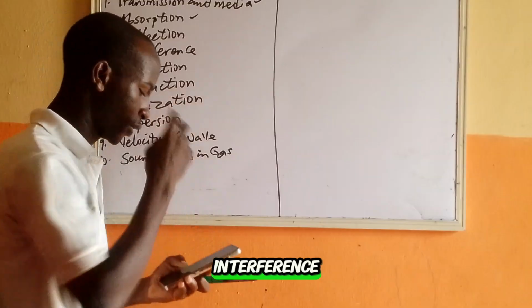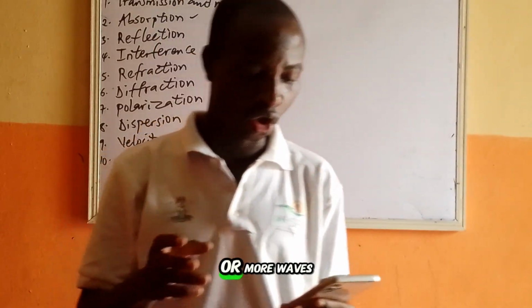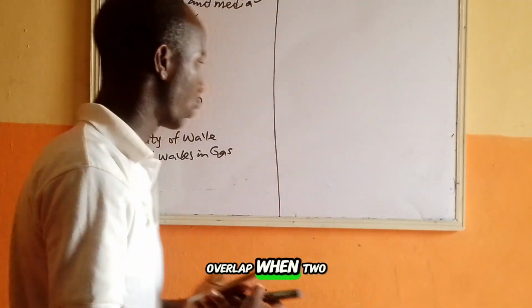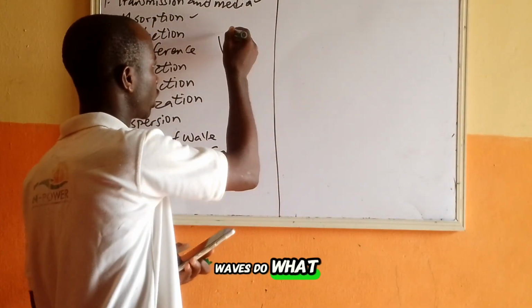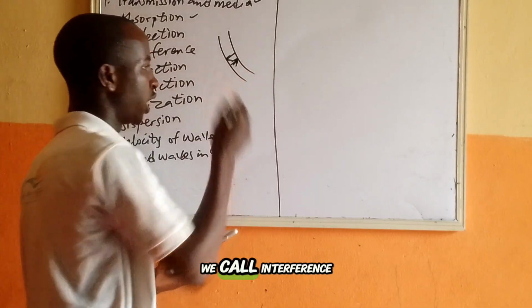Also interference. Interference is the property of a wave in which two or more waves of the same frequency overlap. When two waves overlap themselves, that is what we mean by interference.